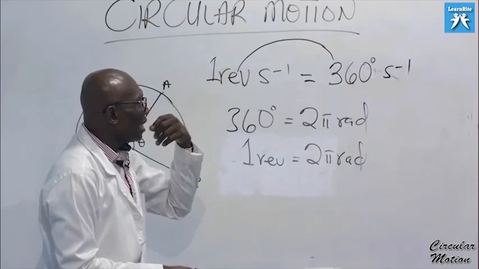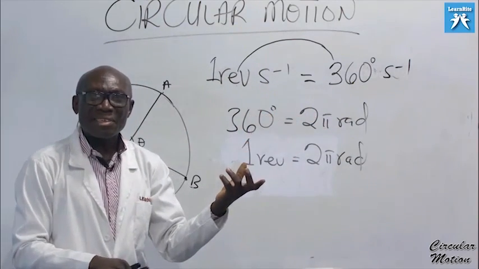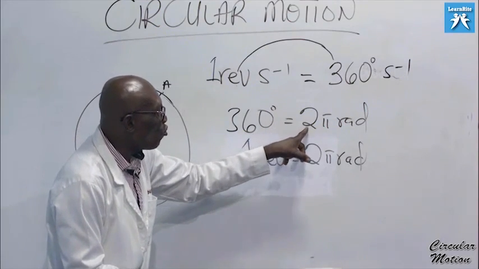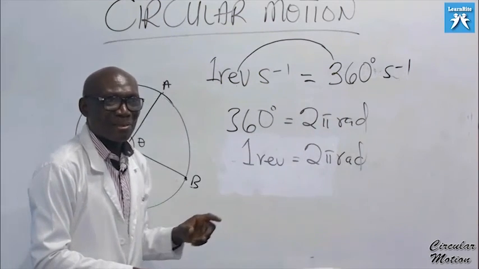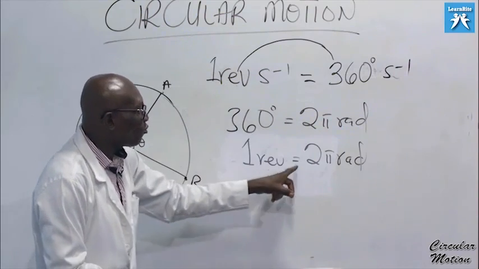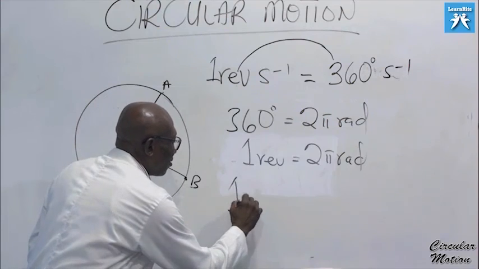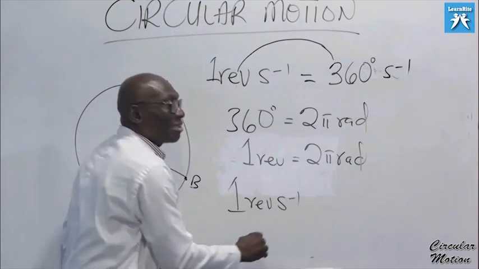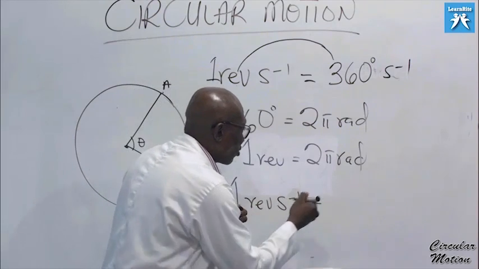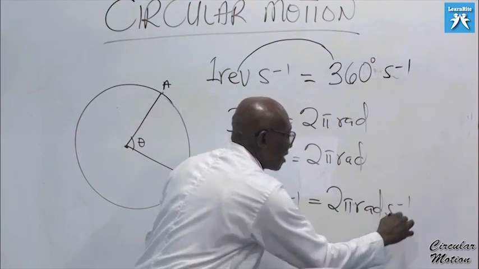Then I ask myself, this 360 degrees, do I know its equivalent in radians? Yes, I do. We know that 360 degrees is 2 pi radians. So it means that one revolution is also 2 pi radians. Hence, one revolution per second is the same as 2 pi radians per second.